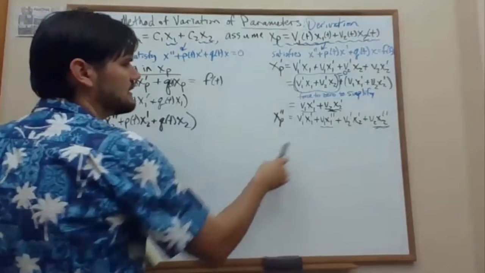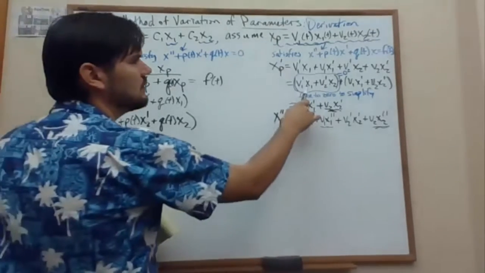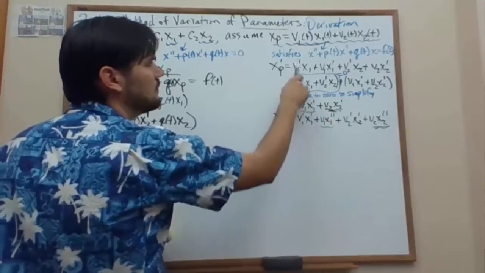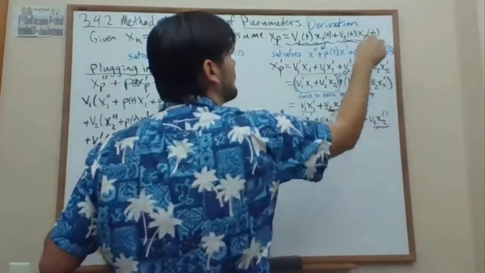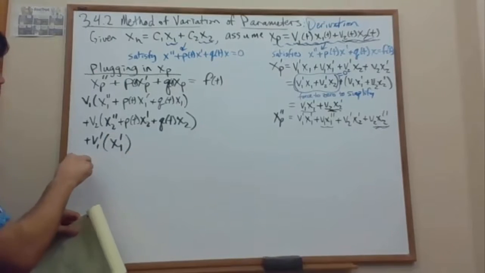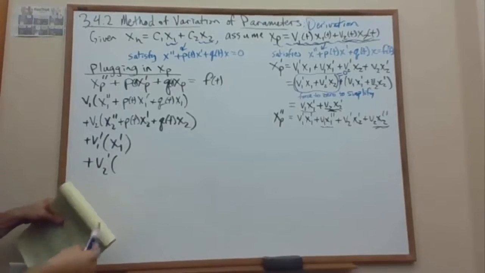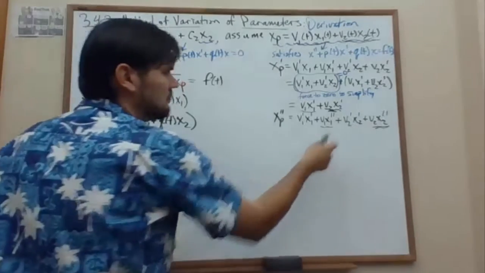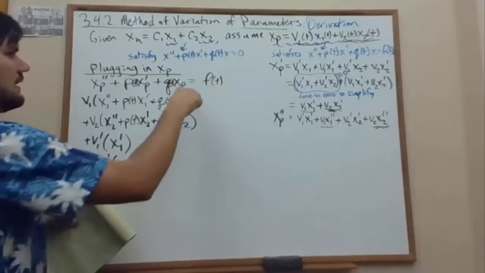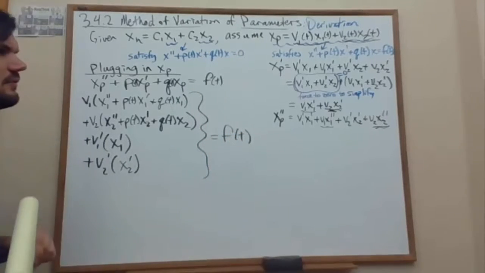And I check. Here I just have one piece, that's x1 prime. I look up. No, because I can force that to 0. That was from the second one. So that's the only term for v1 prime. And then for v2 prime, I'm multiplying by x2 prime. And that's the only term left. And all of this together equals f of t.